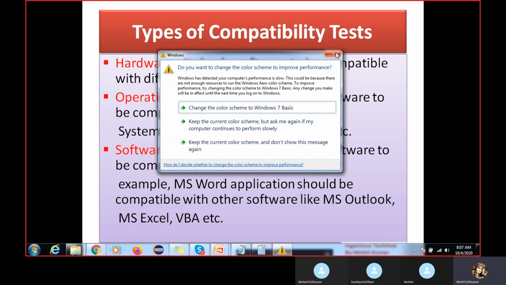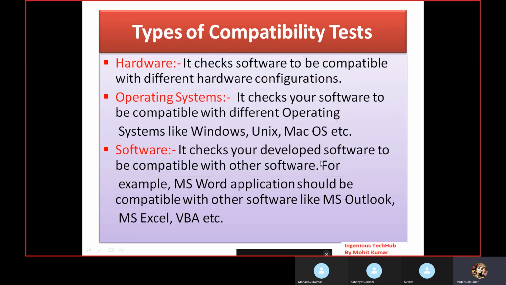So where we can test hardware, it checks the software to be compatible with the different hardware configurations. Hardware means different configuration. If I am deploying my application on my server for the first time, and they have different configurations, like mobile devices, how it will be displayed on the mobile, how it will be displayed in the tablets, all these things they will test over there.